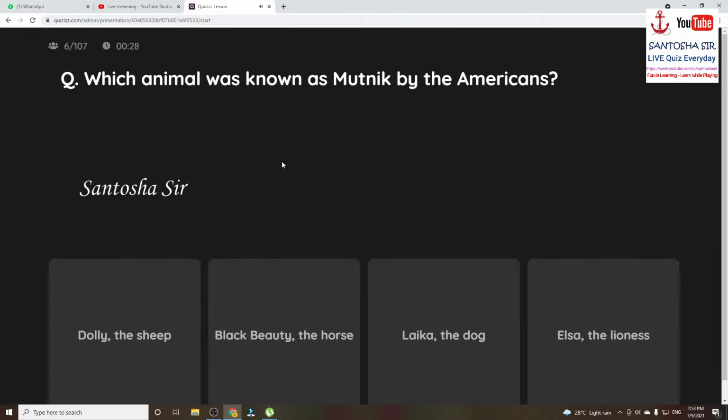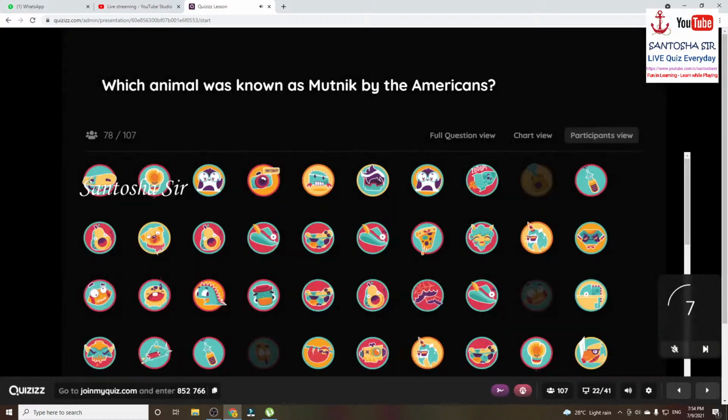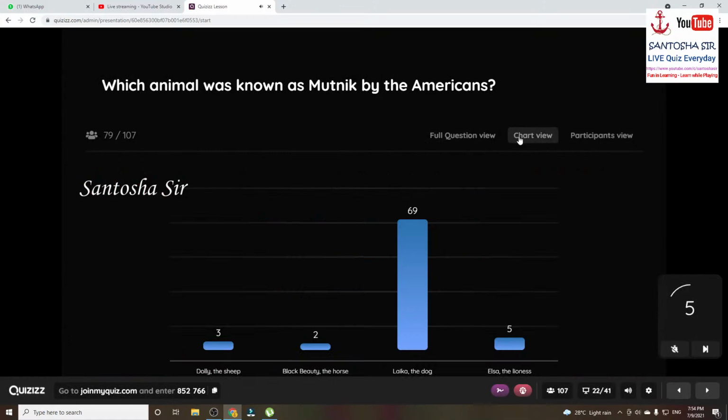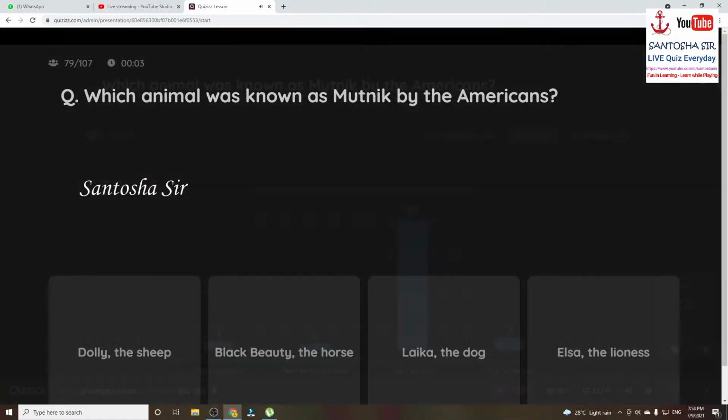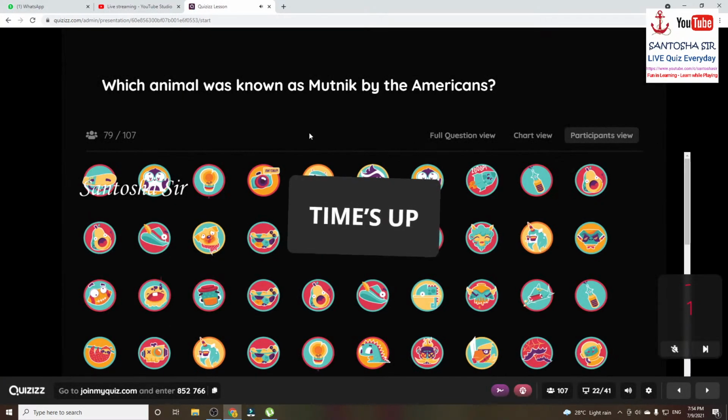Which animal was known as... Oh, why do we have the same question again? Oh, that is why we have 41. Okay, good. It's a bonus one. You can take it as bonus. I don't know why it happened. A lot of changes that I could see. So it's a compensation for ostrich. Good.